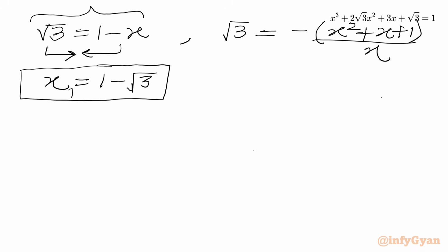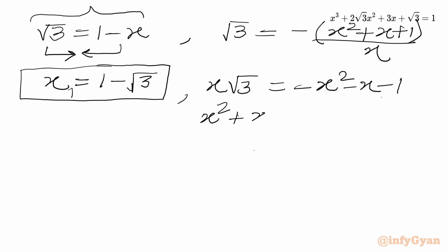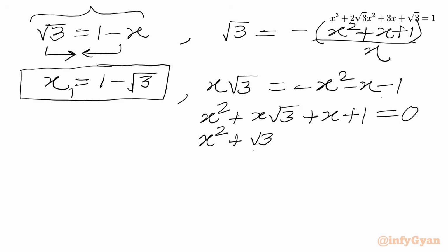Let me write x1. Now we will cross multiply and write root 3 times x, or x root 3, equal to minus x square minus x minus 1. Now we will take all the terms to the LHS. So x square plus x root 3 plus x plus 1 equal to 0. Or x square plus, x is common, so we will write root 3 plus 1 times x plus 1 equal to 0. Again we have one quadratic equation. We will use the quadratic formula once again.